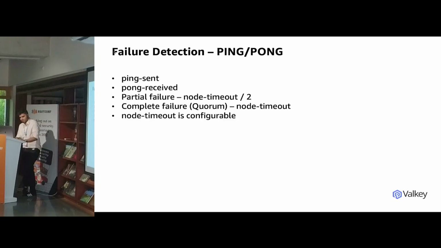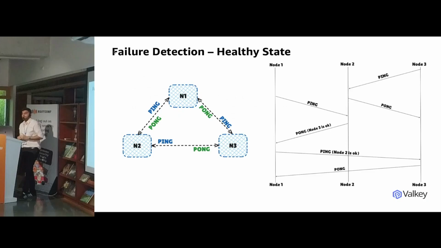Cool. So I'll move on to how failure detection works in Valkey. At any point in time, each node sends a message or a ping to other nodes at every second interval, and also ensures that it sends a message within node timeout by 2.